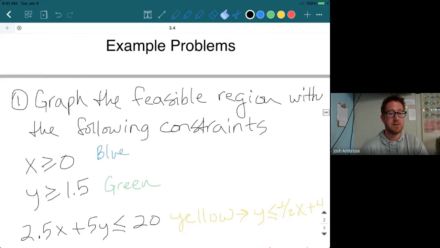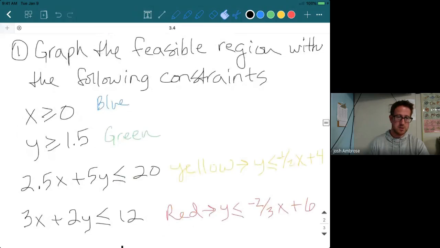We're going to graph the feasible region with the following constraints. That's how the book phrases it. Constraints means only within the given parameters from these 4 equations. We have x is greater than or equal to 0, that's going to be in blue, and y is greater than or equal to 1.5 in green.